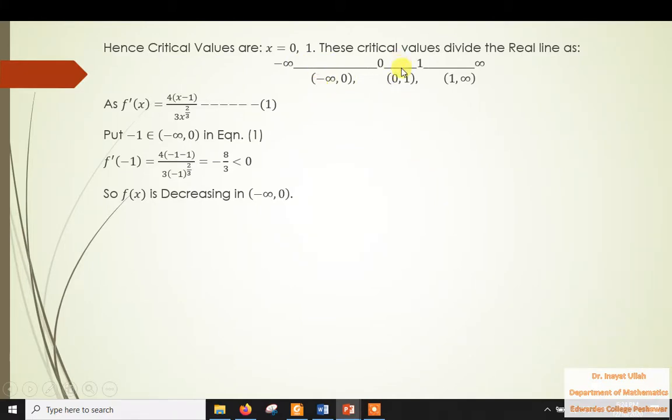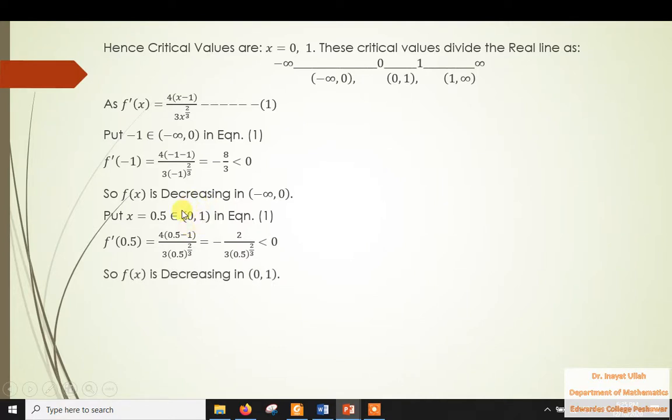Now take this portion, take any value between 0 and 1. Say I have taken 0.5, which belongs to 0 and 1, and put this 0.5 in the derivative of the function. Whenever you put x equals 0.5 here, you'll be getting this answer, and this answer is actually negative. So f prime is negative, so again the function is decreasing in this portion. So for both these two portions, the graph of the function will go down and down.